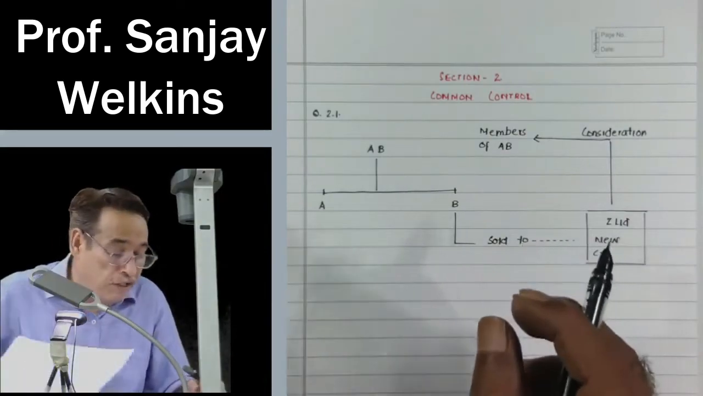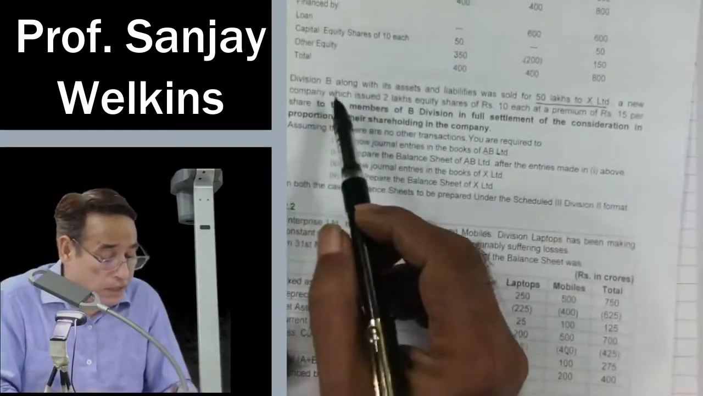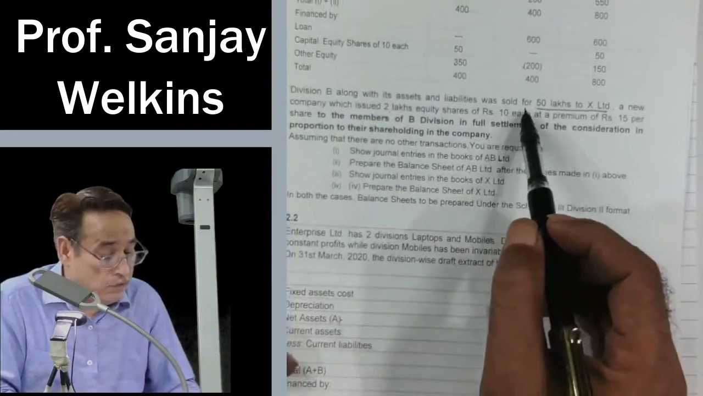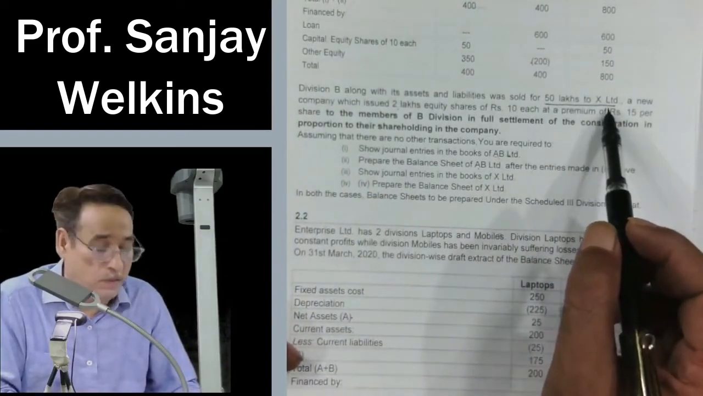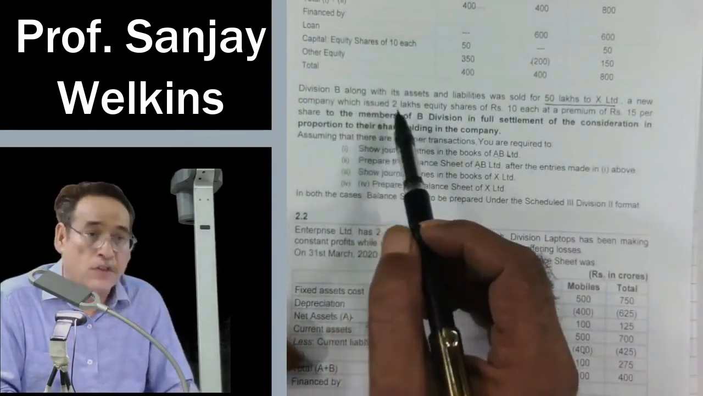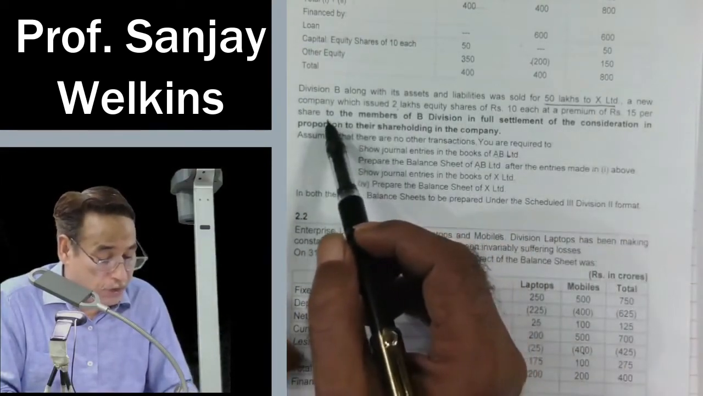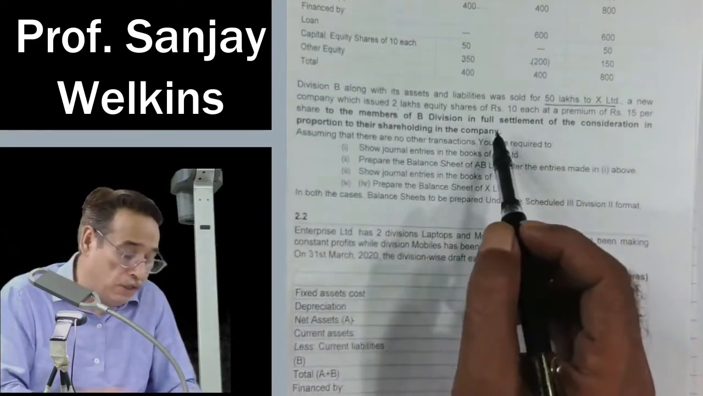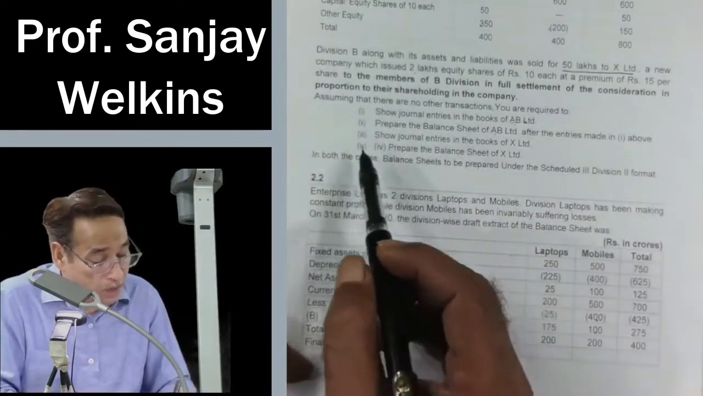This is what exactly was written in the question. Once again, I will reflect that line to you. B division along with assets and liabilities was sold for 50 lakhs to X Limited. And the new company issued 2 lakh equity shares of rupees 10 each at a premium of 15 per share to the members of B division. To the members of B division. Now this is a very important line.